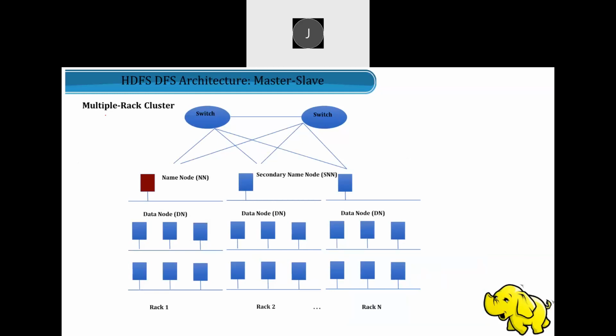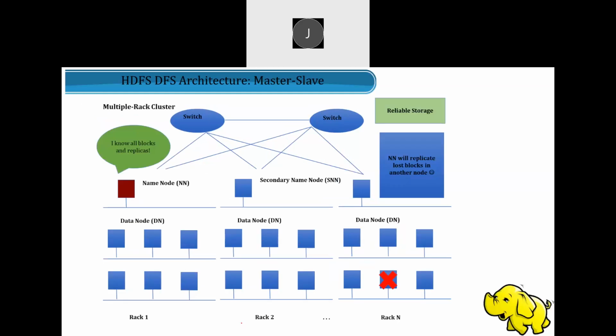And this is what I told. If it is a multiple rack cluster, then the switch will come into the picture. The communication will happen via the switch. And this is a secondary name node, same thing they have given. These are name nodes. You can think this is rack 1, rack 2, rack n.